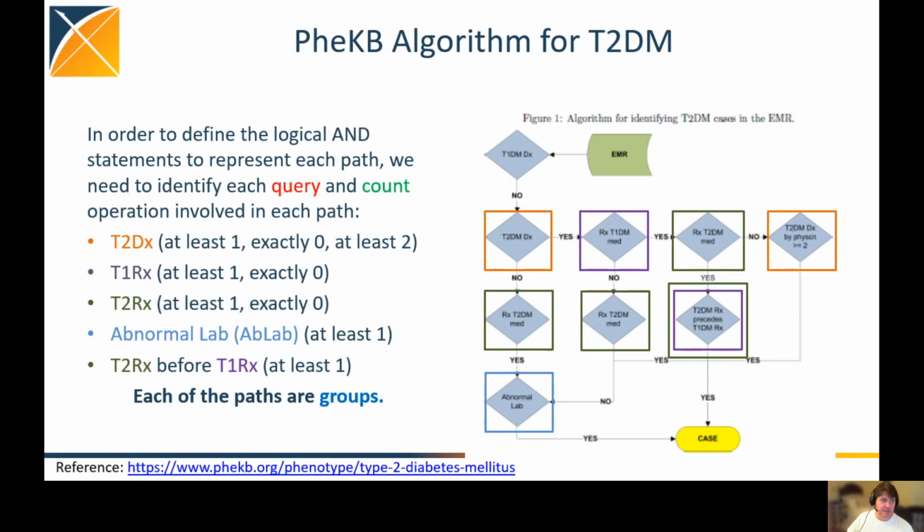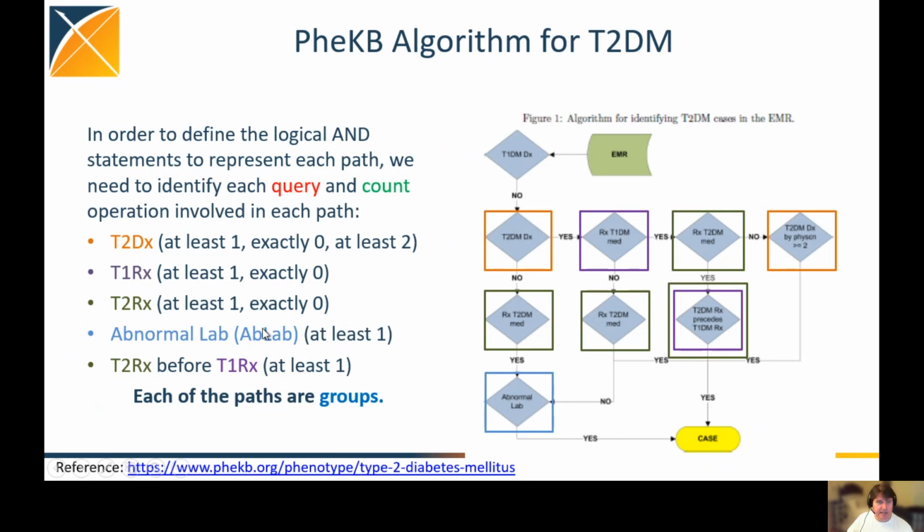In order to define the logical AND statements to represent each path, we need to identify each query and count operation involved for each path. So I have color-coded each of the boxes that represents the clinical concept that's involved. We have the type 2 diagnosis, where we want to do at least 1, exactly 0, or at least 2. In these cases, we have a type 1 diabetes treatment, where we're asking for either at least 1 or exactly 0. We have a type 2 diabetes treatment, where we're asking for at least 1 and exactly 0. And we're asking for an abnormal lab, where we're looking for at least 1.